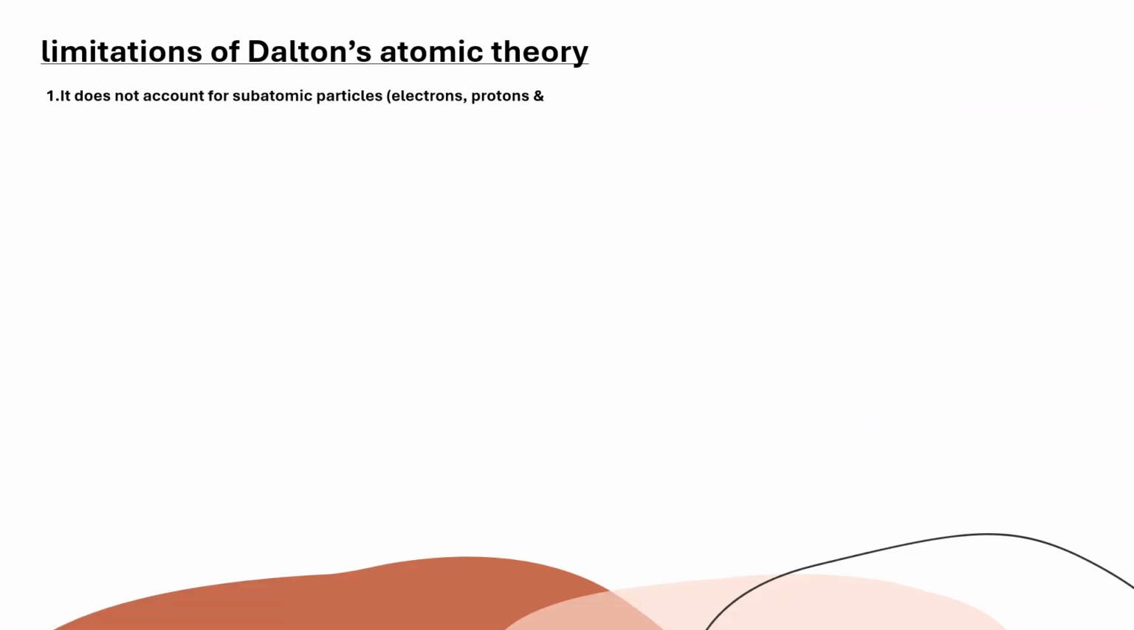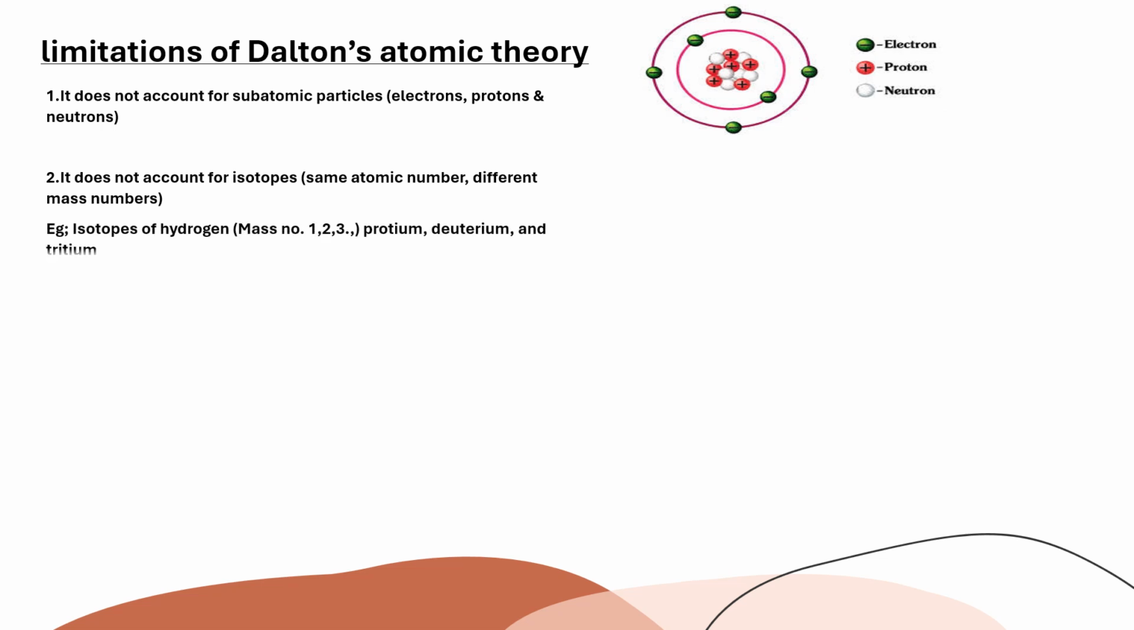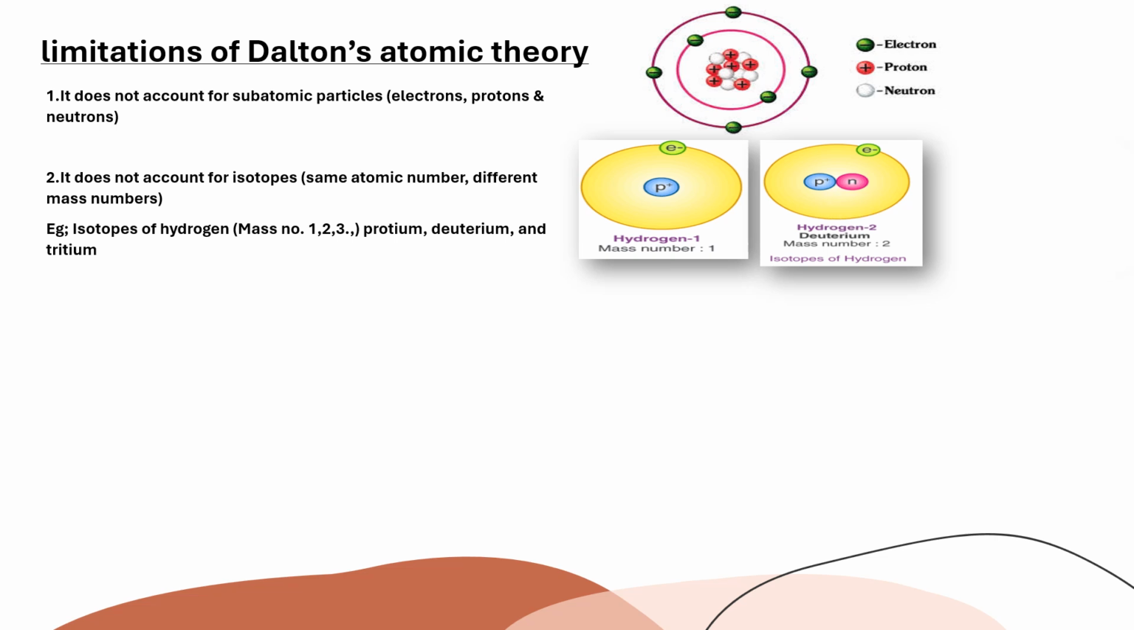Limitations of Dalton's atomic theory. His theory does not account for the subatomic particles, that is electrons, protons and neutrons. The second point is that it doesn't account for isotopes. Isotopes means the same atomic number and different mass numbers. See the isotopes of hydrogen having the same atomic number but showing different mass numbers. According to his theory, identical atoms have the same mass number, but here these isotopes show different mass numbers.